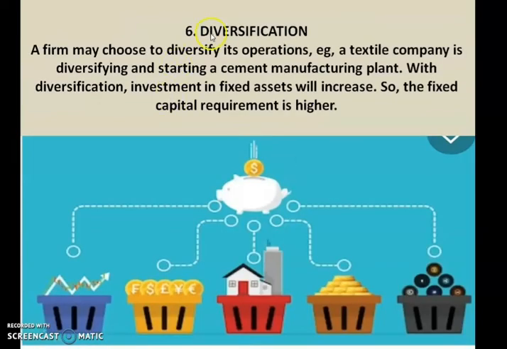Next point is diversification. A firm may choose to diversify its operation. For example, a textile company is diversifying and starting a cement manufacturing plant. So a company who was first producing textile, they were a textile company, now they diverted and started cement manufacturing plants.